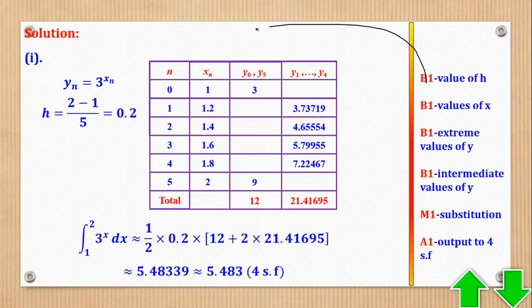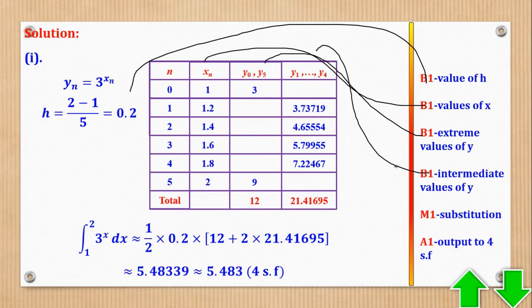So B1 for the value of h, B1 for the values of x, B1 for the extreme values of y, B1 for the intermediate values of y, M1 for substitution, A1 for the output to the required accuracy.